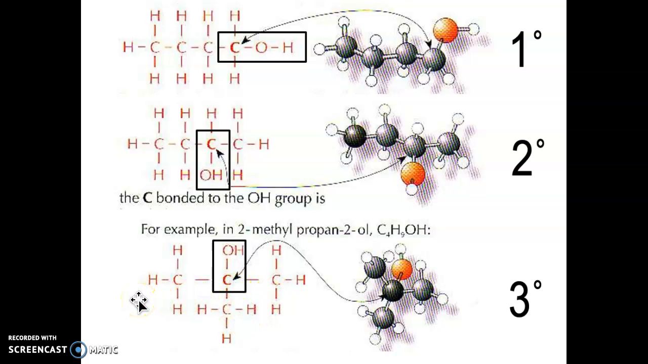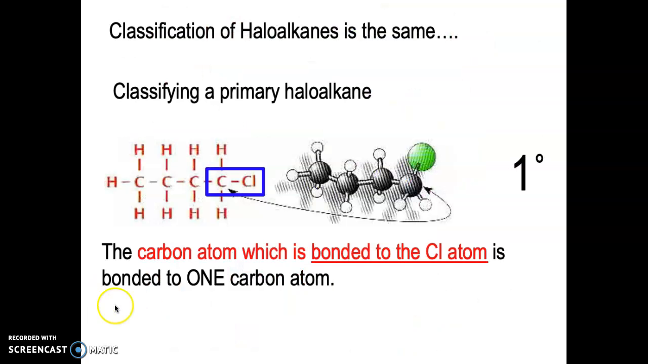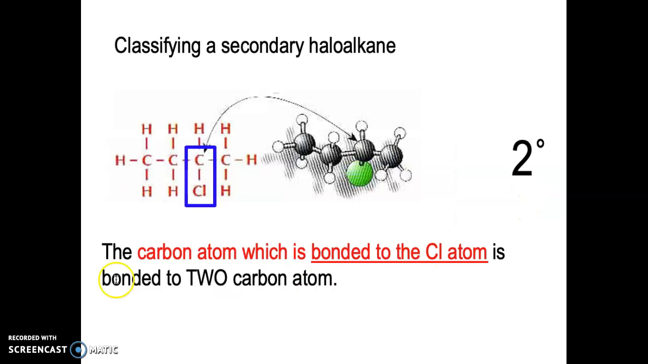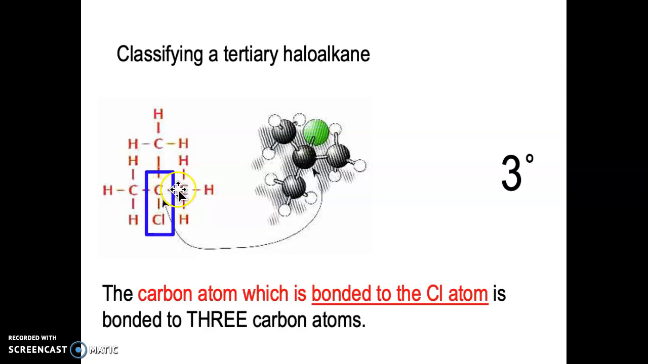Now I'll just quickly recap the haloalkanes and you'll see it's an identical system. The only difference is the carbon you're going to focus on doesn't have an OH group, it's going to have a halogen atom. In these examples you've got chlorine, which is a halogen atom. So here, 1 carbon attached, it's a primary haloalkane. When you've got 2 carbons adjacent, it is a secondary haloalkane. And where 3 of the adjacent atoms are carbons, that is tertiary.